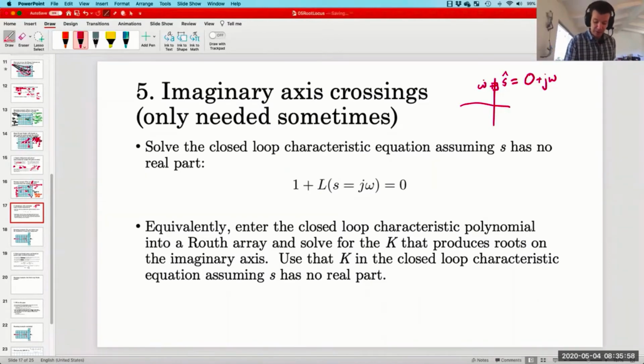Okay, so this is where we get into this idea that we're trying to solve for L of j omega equals -1. This will tell me all those points on the imaginary axis that can be closed loop poles. An equivalent way of doing this, if you want to practice your Routh skills, is to solve the Routh array and find where the left-hand column equals 0. That will also tell you the crossover points. So I think this is new, so let's explore this method.